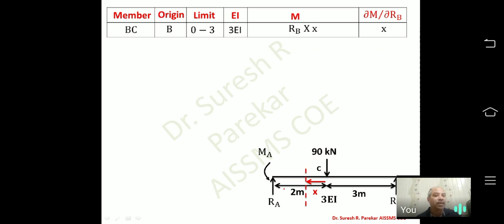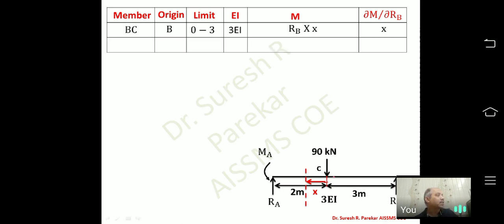That is most important. That moment is RB into X plus 3, because your value X is from C. So we are taking X from C. And as X is from C, so we have RB into X plus 3. So you can see this second row of this table. So we have C as origin, 0 to 2, 3 EI, RB into X plus 3, which is anti-clockwise plus, because we are writing from right side, minus 90X.